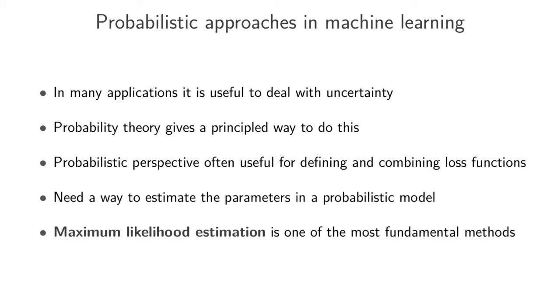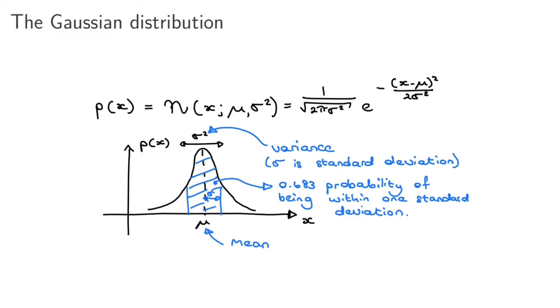If we are going to incorporate some probabilistic idea into a machine learning model, we need a way to estimate the parameters of that probabilistic model. And maximum likelihood estimation is probably the most fundamental method to do this. Many of the more advanced approaches actually build on maximum likelihood. In this video, we're in particular going to look at maximum likelihood estimation for the parameters of a Gaussian distribution.